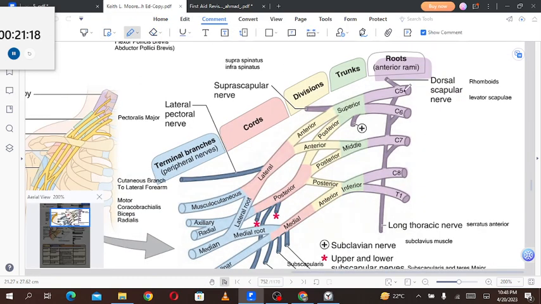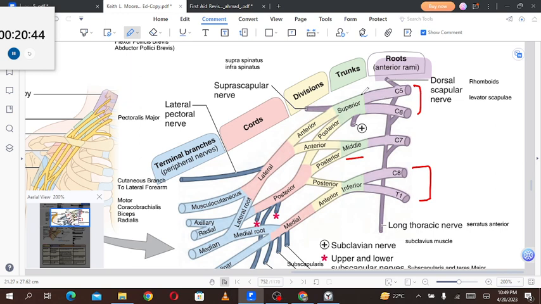Firstly, the upper 2 roots and the lower 2 roots will join together to form the superior and inferior trunks, while the middle root, that is C7, will mind its own business and will not join with anyone, and that is called the middle trunk. Remember this thing. The upper 2 roots and the lower 2 roots join together to form the superior and inferior trunks respectively, while the C7 nerve root did not join with anyone, and that formed the middle trunk.